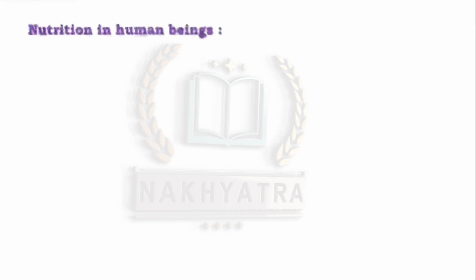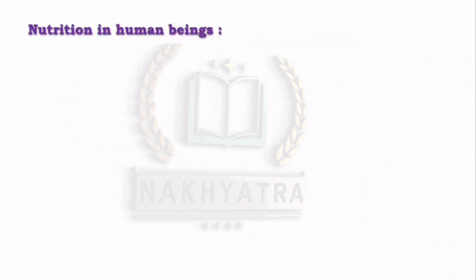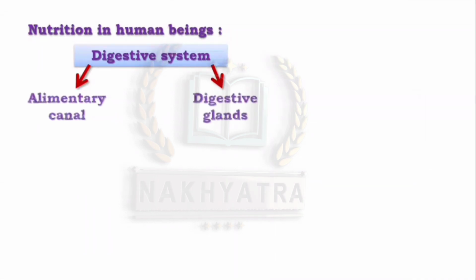Now let us see the nutrition in human beings. So where does the nutrition take place? It takes place in a special system called the digestive system. The digestive system is made up of two parts, that is the alimentary canal and digestive glands.